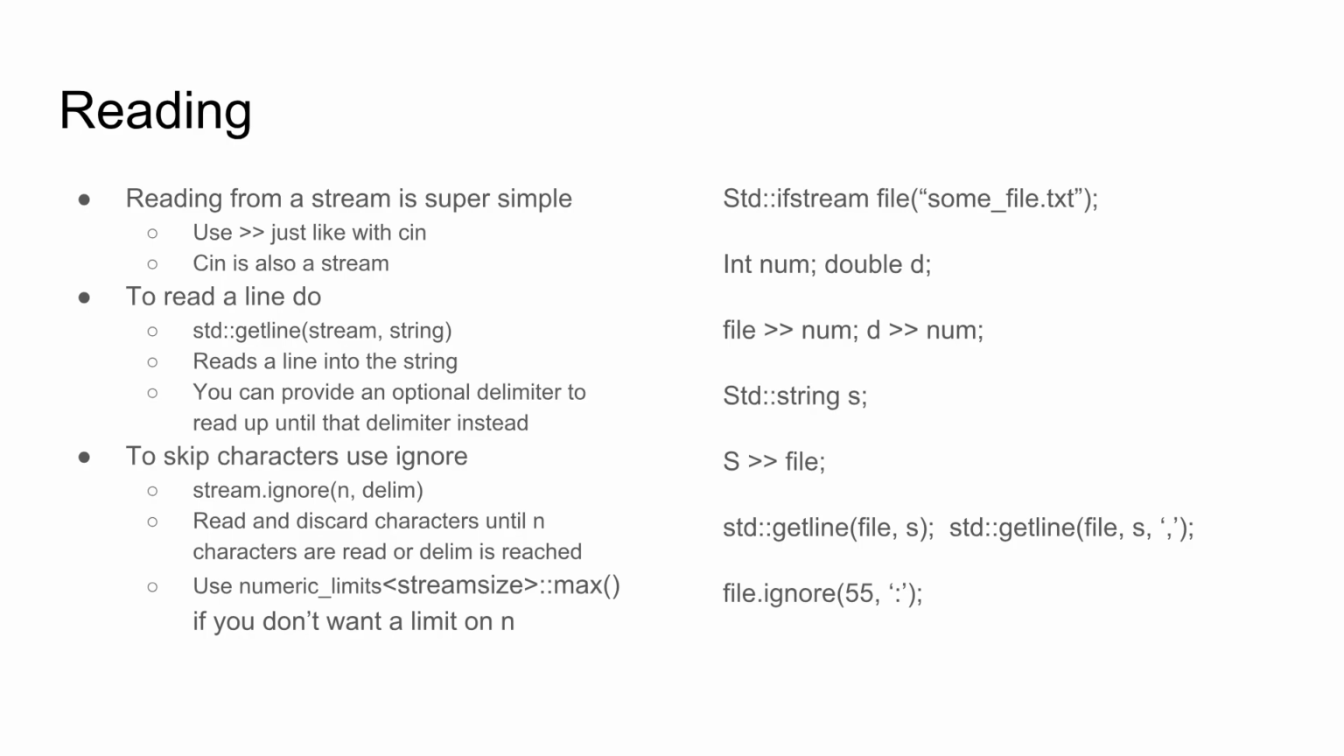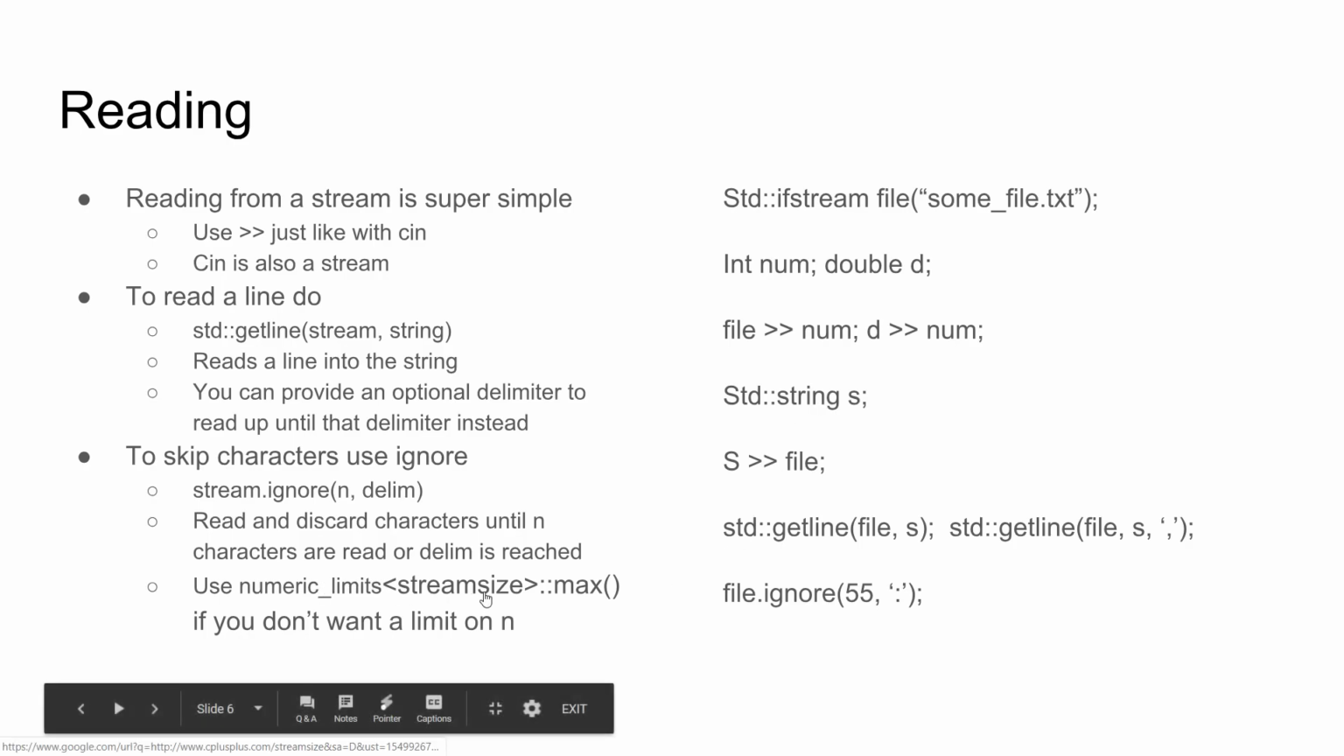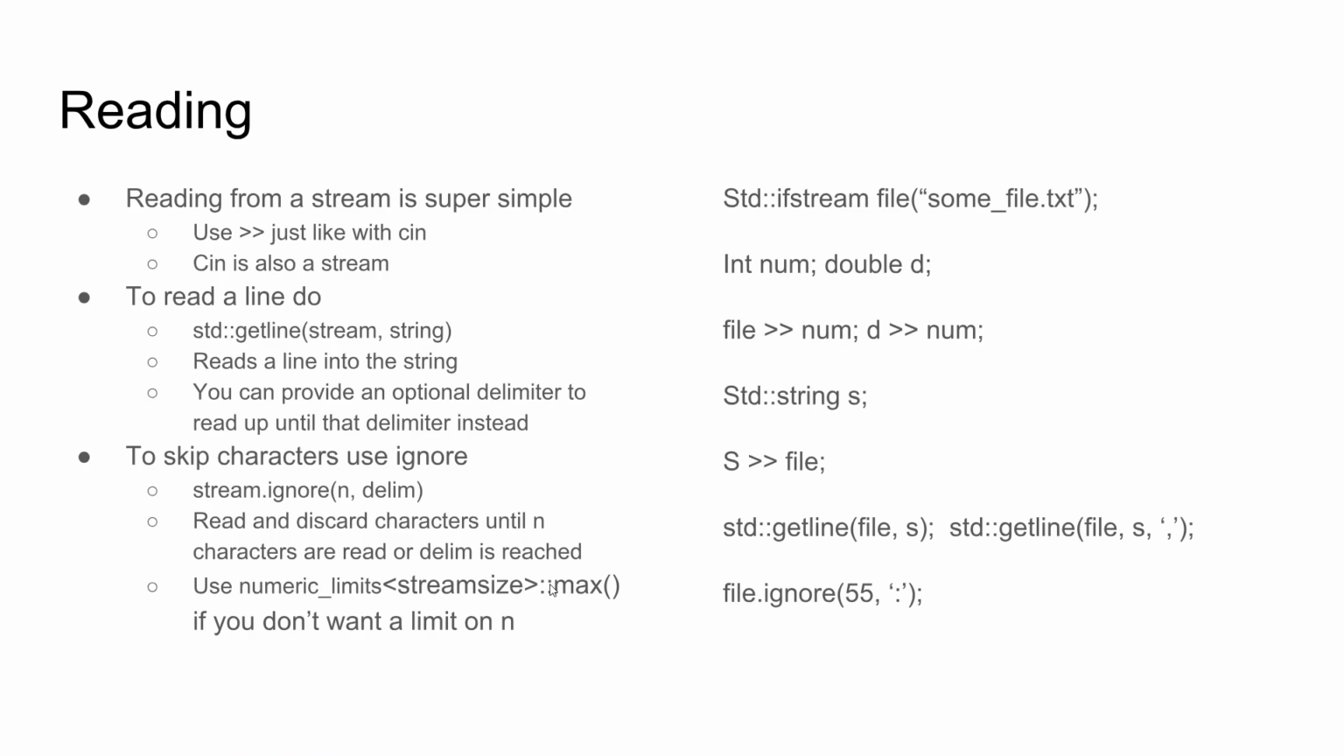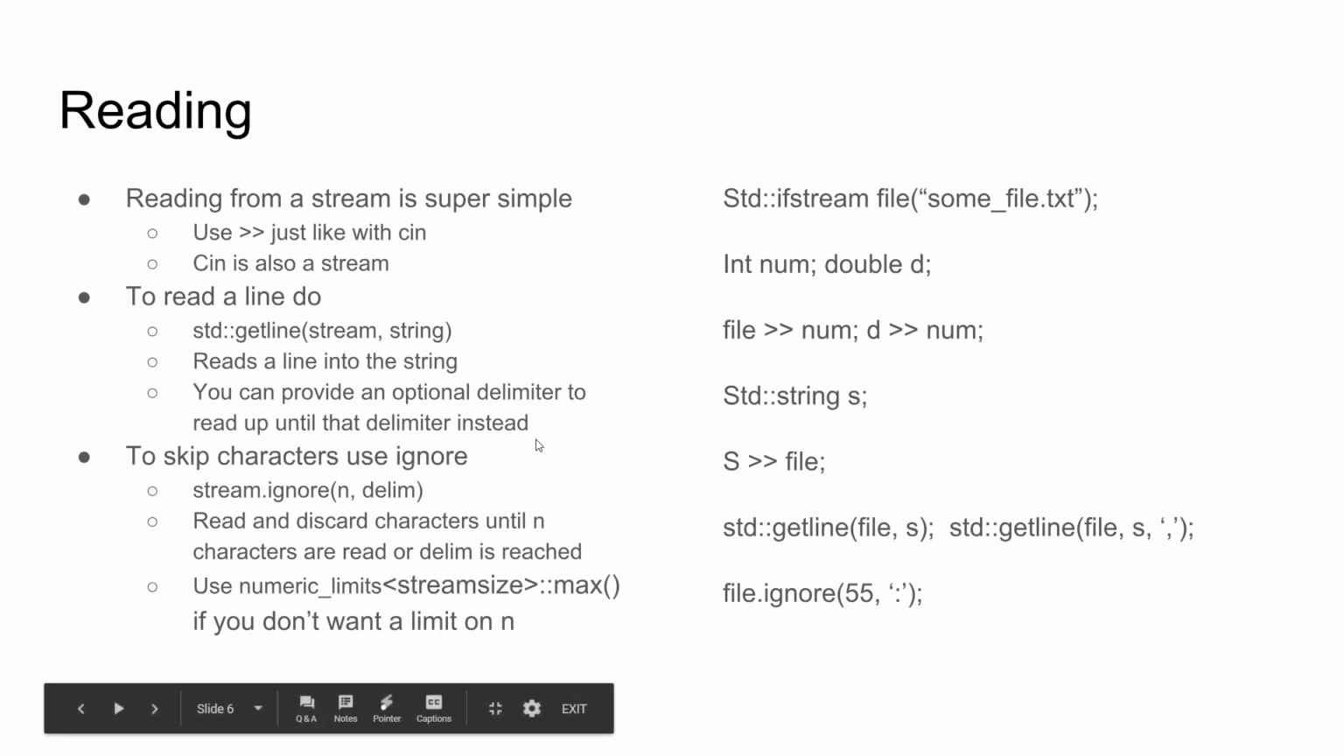If you want to ignore characters, use stream.ignore with a number of characters, or up until a delimiter is reached. If you don't want to have a limit and you just want to keep going and skipping characters until you reach some delimiter, you can use numeric_limits of streamsize, ::max. That's basically infinity. Keep going until you reach the end or until you hit that delimiter.